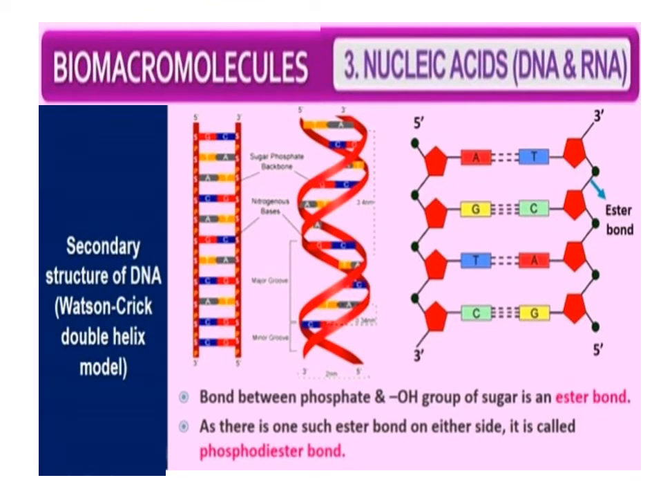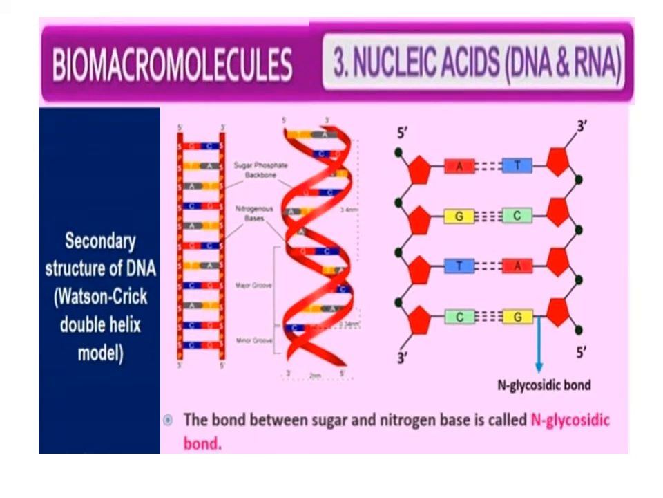The bond between the phosphate and hydroxyl group of sugar is an ester bond. As there is one such bond on either side, it is called phosphodiester bond. James Watson and Francis Crick proposed the double helical structure of DNA. Each helix strand of the DNA molecule is a polynucleotide chain, a polymer of nucleotide. The bond between sugar and nitrogen base is called N-glycosidic bond.